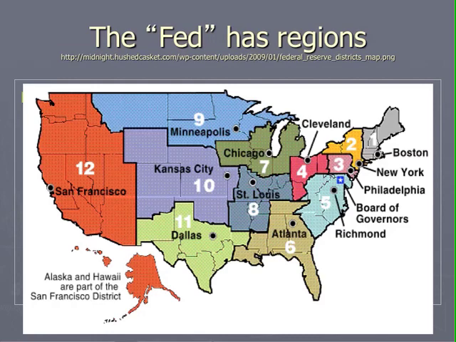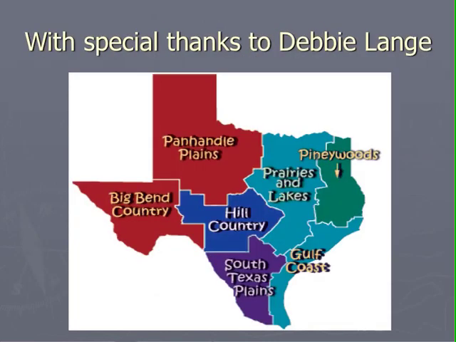The Fed has regions, okay? So here, if we're looking at the Fed, they have 12 different regions throughout the United States. This is the Federal Reserve, which pretty much takes care of the money within the country. So again, there are specific regions that the Fed covers, and they are defined by true borders.